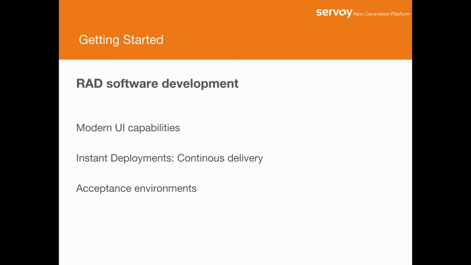The next phase, which is the actual software development, it is critical to select tools that allow you to do this quickly. So get a rapid application development environment that gives you modern UI capabilities, that allows you to do continuous delivery. That means that every time a developer commits a piece of code, your application gets entirely built and tested in an automated way and allows you to take it to your acceptance environment from there.